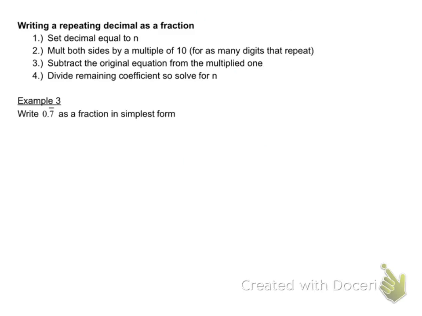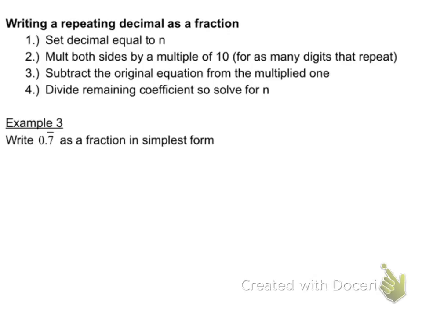This is the one that I want to get to. This is writing a repeating decimal as a fraction. So, as you look at the example below, it's 0.7 repeat. I want to write that as a fraction. How do I do that?